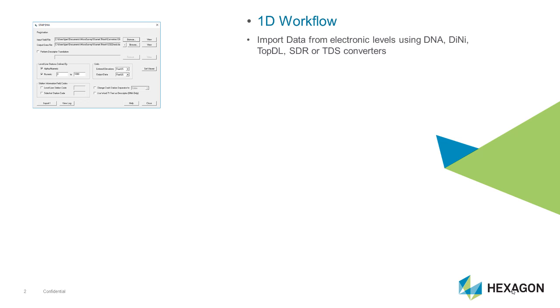So with a leveling project, you'll be importing data from an electronic level, and you can use a variety of converters that are already built in or online. Or if you have old manually recorded data, you can record it into a text file.